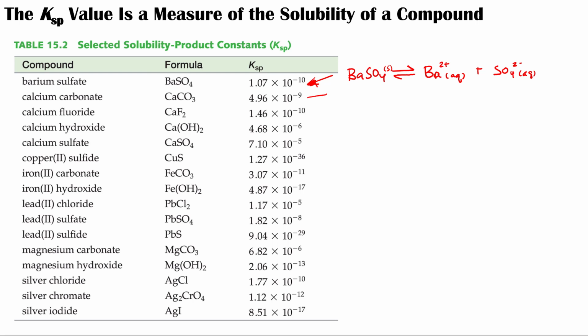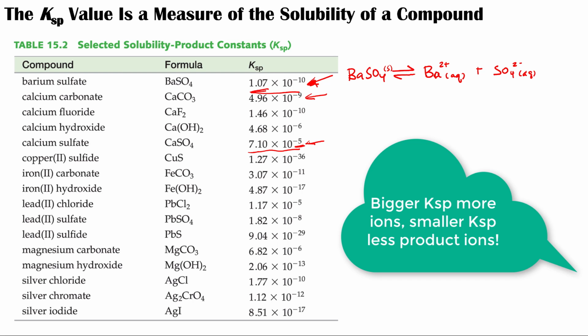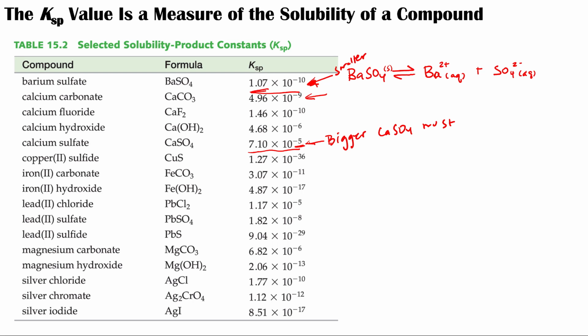So here, calcium carbonate is slightly more soluble than barium sulfate. And here, calcium sulfate is way more soluble than barium sulfate because this number is bigger than this number. Because remember, this is how many times we divide by 10. And we're only dividing this 7 by 10 5 times, whereas in this one, we're dividing 1 by 10 10 times. So this is a bigger number than this top one, which means calcium sulfate must be more soluble than barium sulfate.